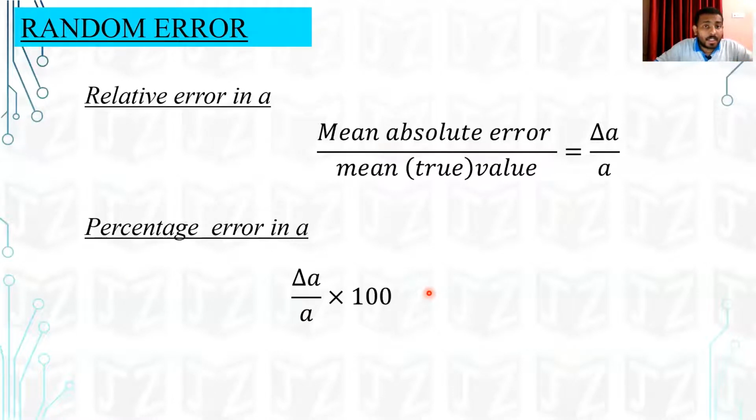The relative error can be obtained by taking the ratio of the mean absolute error to the true value or the mean value of the measured quantity. By multiplying this, the relative error, by 100, we will get the percentage error in the measurement.